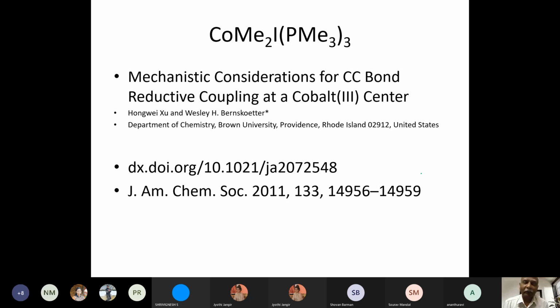So the first example that I've chosen is the reductive elimination from cobalt-3 species. And the cobalt-3 species is listed here. It's an octahedral complex that undergoes reductive elimination with the formation of a carbon-carbon bond.